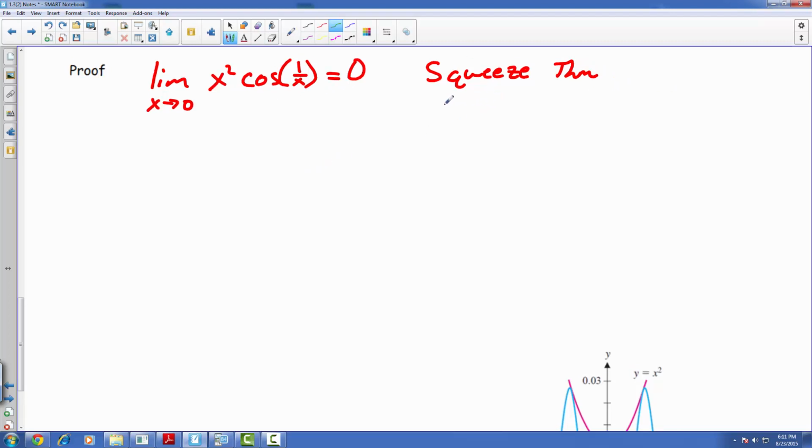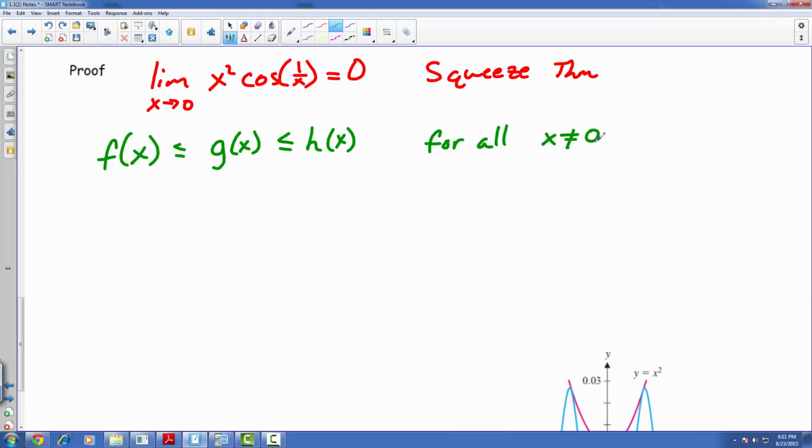Now, if you recall, the squeeze theorem pretty much said that if we had f of x less than or equal to some g of x, which is less than or equal to some h of x, for all x that are not equal to 0, we need two functions, f of x and h of x, such that g of x is always in between them for any x that's not equal to 0, and the limit as x approaches 0, not the actual value where x is 0, of f of x is equal to the limit as x approaches 0 of h of x, which is also equal to 0.